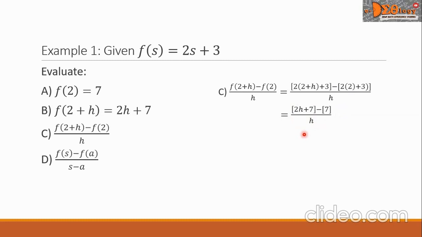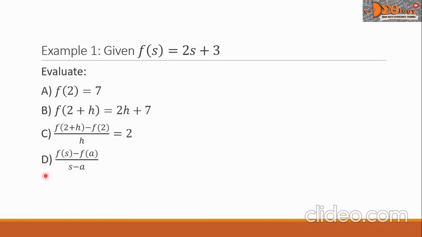To simplify further, if I remove the grouping symbol, the positive 7 and the negative 7 here will cancel each other. It becomes 0. So on the next line, we can put here 2h all over h. And the h in the numerator and in the denominator can be cancelled out. So we have now our final answer to be 2. And we can write this answer opposite letter C here. Then let's go to problem D.